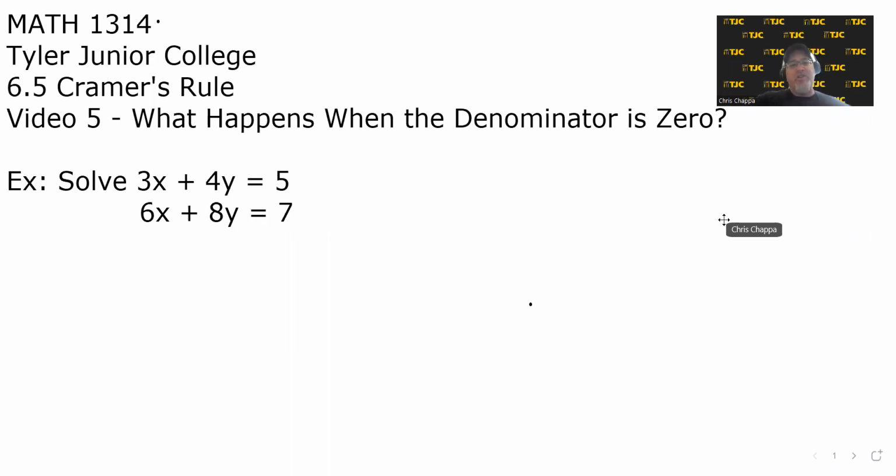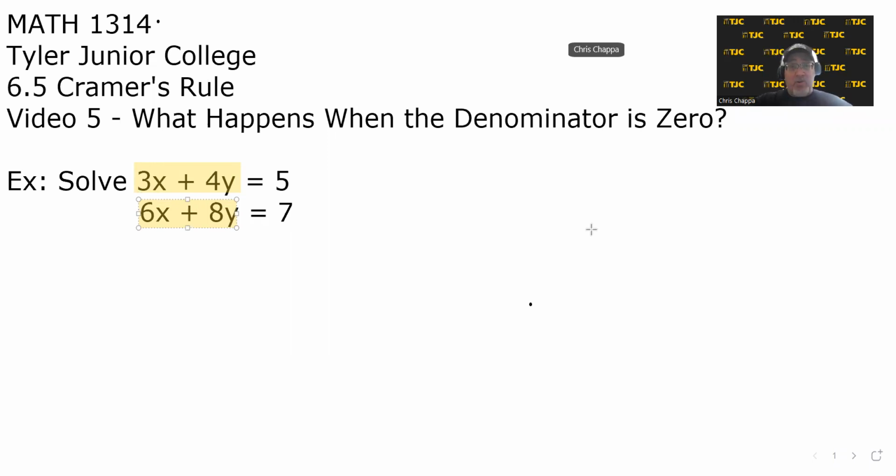Now, if you're paying close attention, you can tell that this is destined to crash. And here's why. Notice that if you just look on the left side of the equation, the second line is twice the first line. In other words, if I double 3x plus 4y, I get 6x plus 8y. However, on the right side, 7 is not double 5. When I double 5, I get 10, not 7.